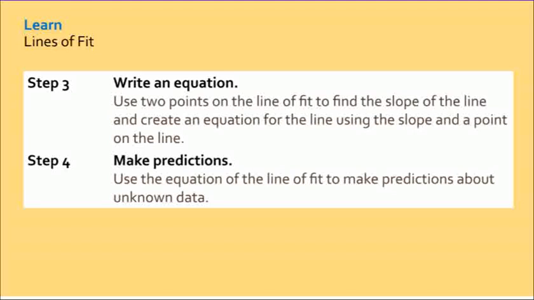Step 3, you're going to write an equation. And to do that, you need to use 2 points on the line of fit to find the slope of the line and create an equation for the line using the slope and a point on the line. And then step 4, you can use that equation to make predictions.